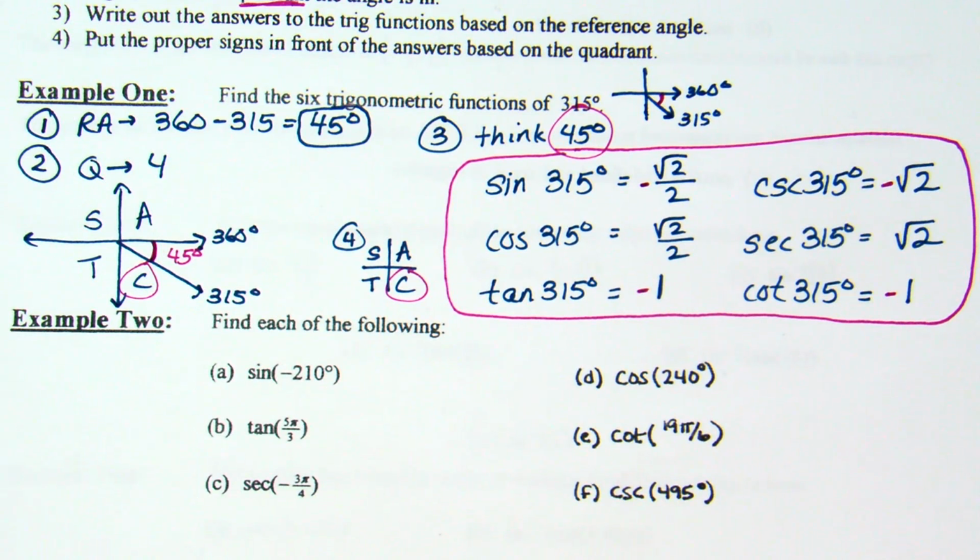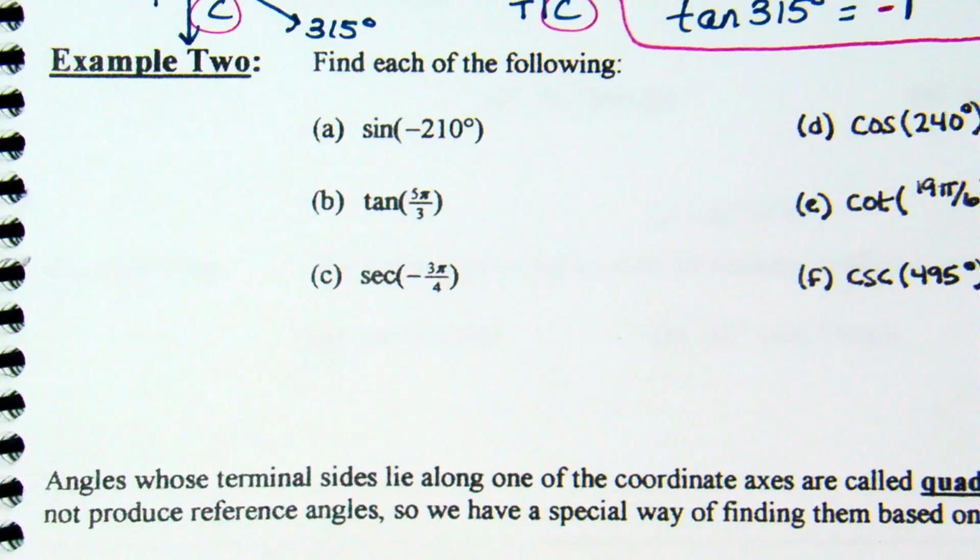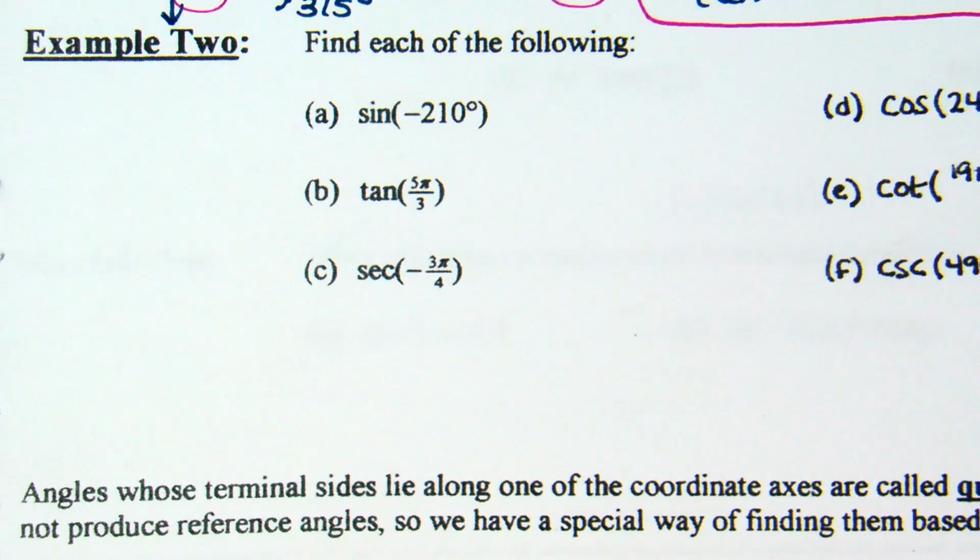Ready to try some other examples then? Okay, now, on that one, they had us do all 6, right? What's more than likely is you're just going to be doing one at a time. So, like, when we get down here to A, we're going to be doing sine of negative 210. So we're going to go through all those steps, but then we're only going to come up with a sine answer. Okay? So, negative 210 degrees. Where is negative 210 degrees?